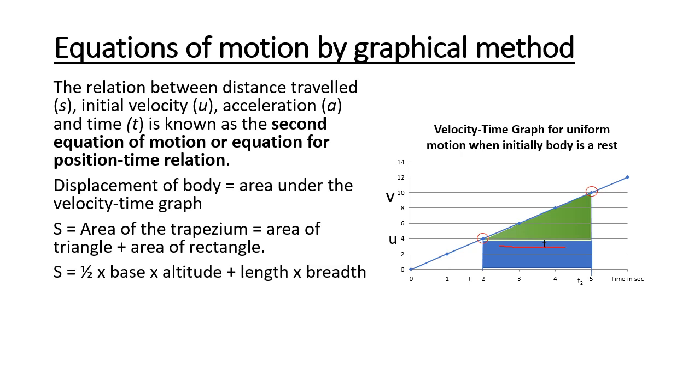The base of the triangle is t and the height is how much? How do you find the height? V is total. From V, if you minus the U, you will get the remaining, V minus U. So the height of the triangle is V minus U. The base is T. So we will get what? Half into T into V minus U.